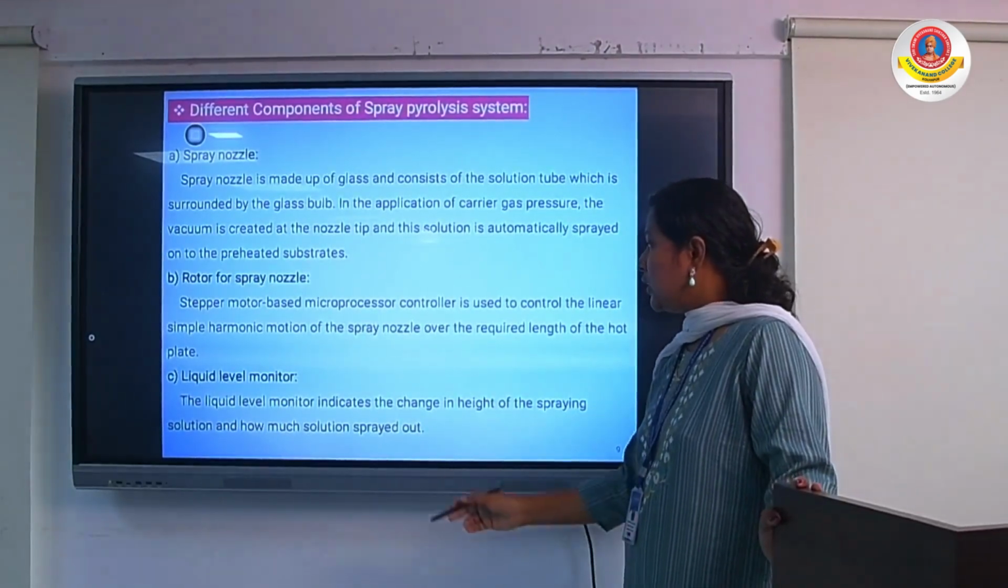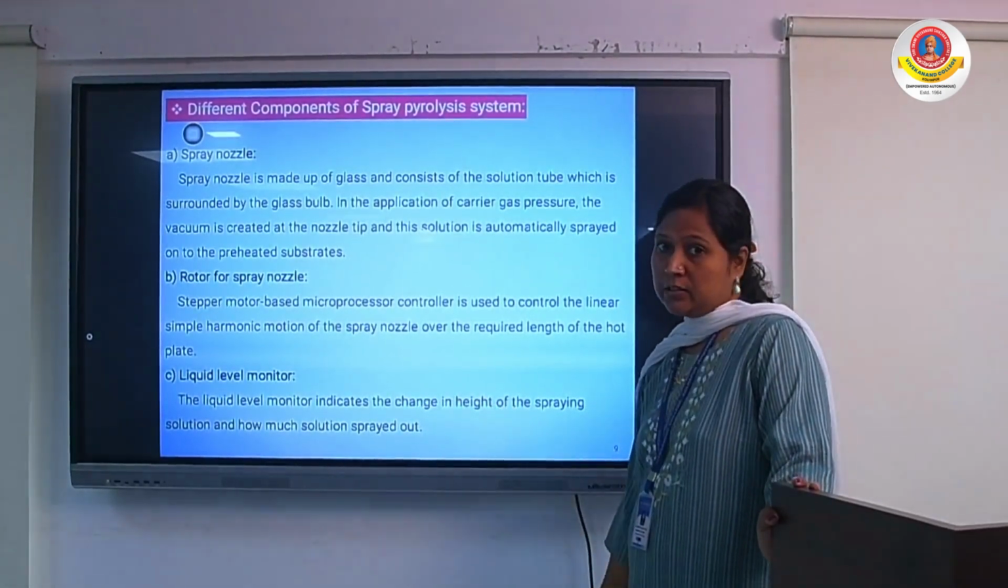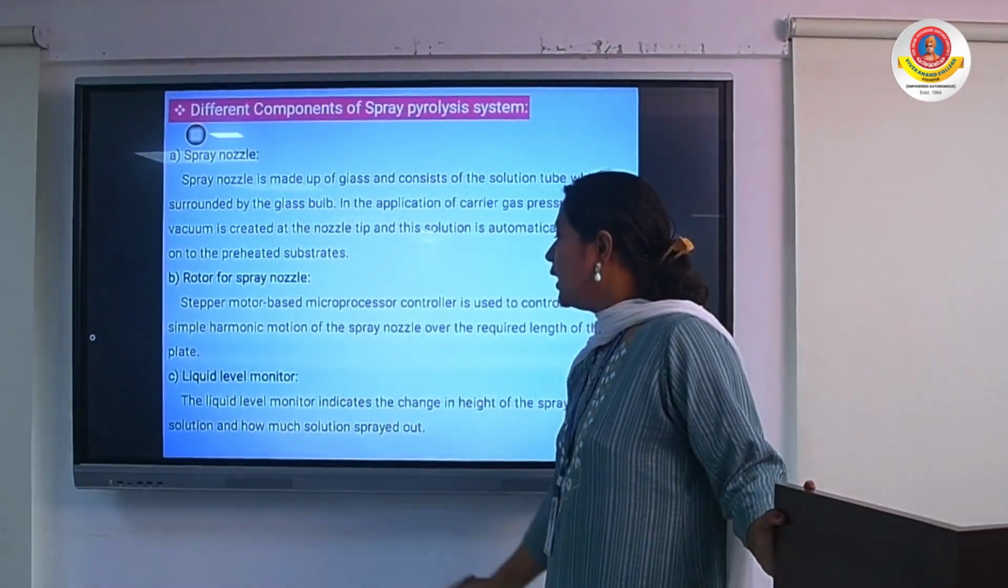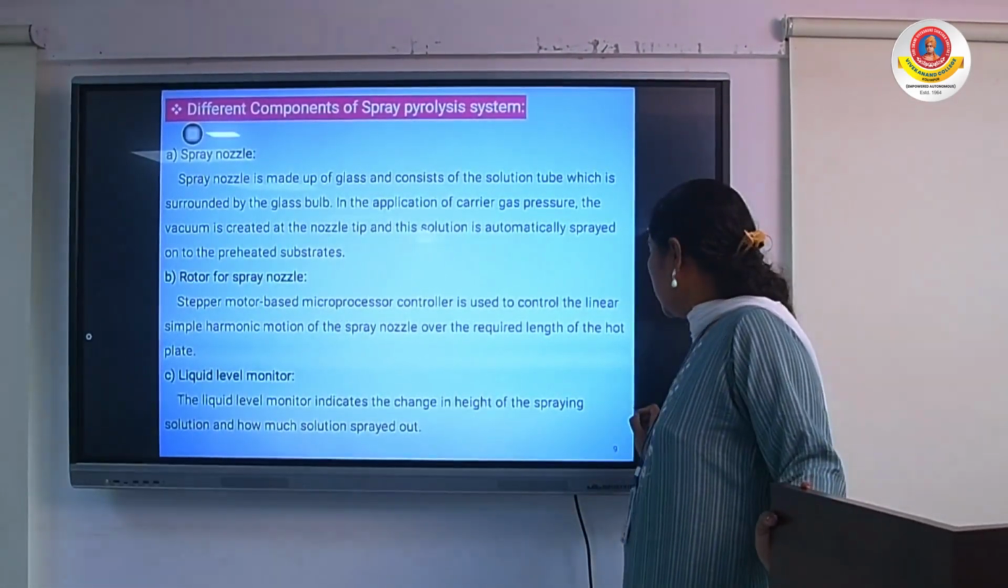So the liquid level monitor indicates the change in height of the spraying solution and how much solution is sprayed out.